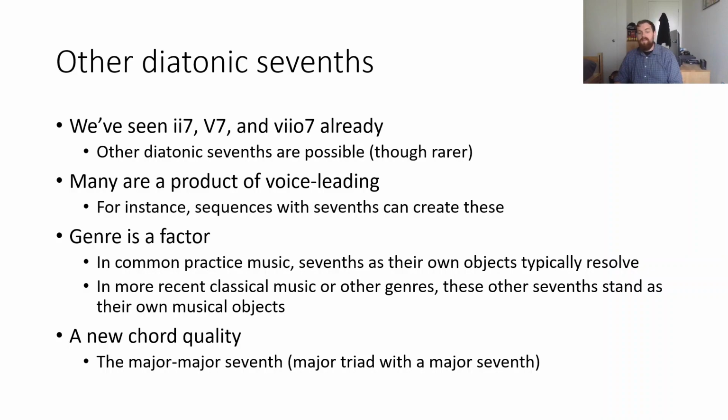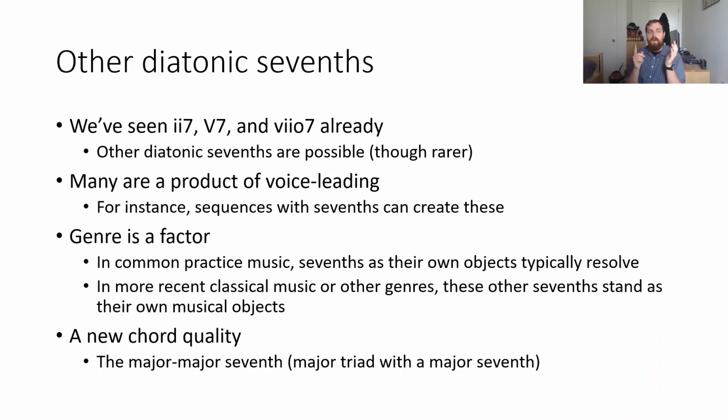We also get a new chord quality because of this that we haven't seen before. We've seen dominant seventh, and when we say dominant, it means both the function, but also the quality. When you have a major triad and a minor seventh, we call that a dominant chord. So that's what we've seen already.